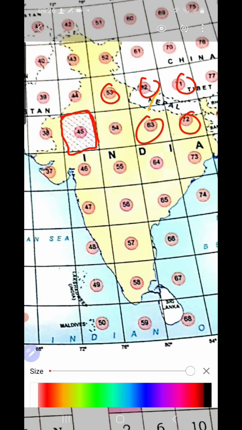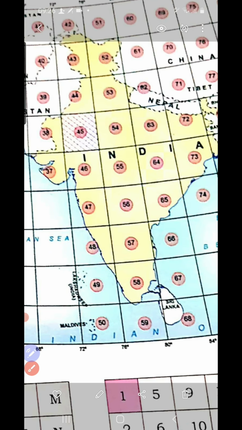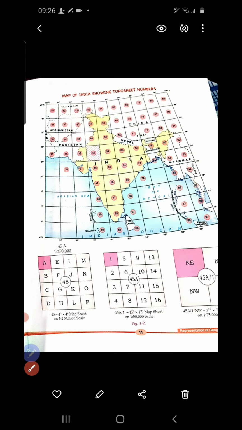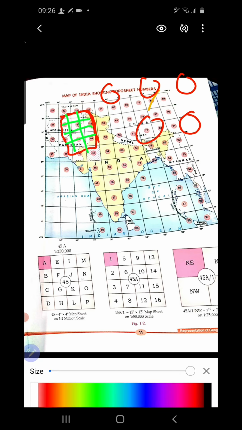The vertical and horizontal lines, or latitudes and longitudes, divide the area into several blocks. Now you see the block 45; even this particular block is also divided into a number of divisions, exactly 16. You can see this given in the textbook. In this 45, you see A, B, C, D, E, F, G, and so on; all together you find 16 divisions.